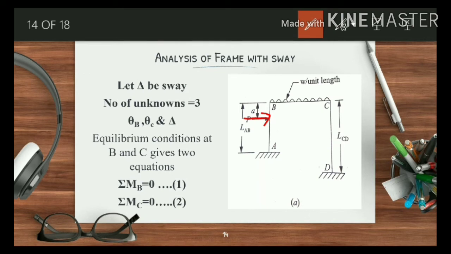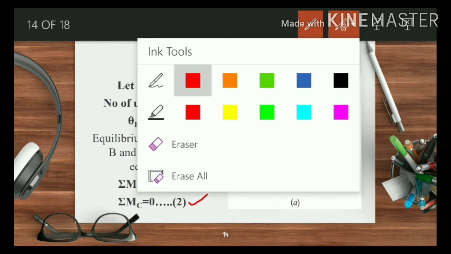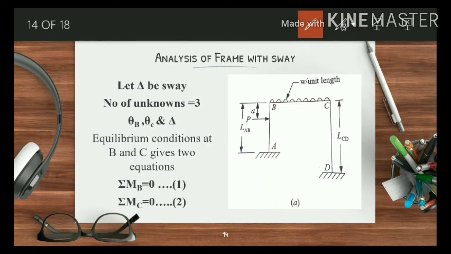So we need equilibrium equations to solve these unknowns. Here B is a joint. So we have sigma MB equal to 0. That is, the moment along the member BA plus the moment along the member BC equal to 0: MBA plus MBC equal to 0. Similarly, the next joint is C. Sigma MC equal to 0, that is, MCB plus MCD equal to 0. So we get two equations, but we have three unknowns, so we need one more equation.